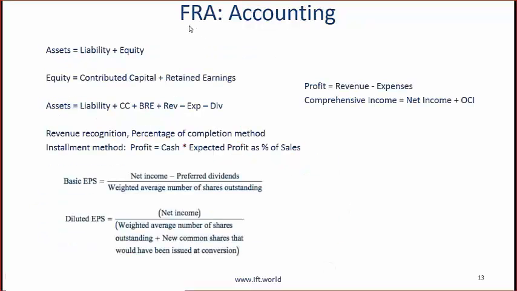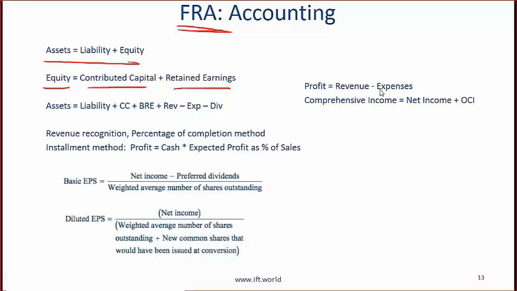We'll now go over the formulas from FRA. Here is the most basic accounting relationship that you absolutely must know. This is a type 1. Then equity is contributed capital plus retained earnings. Your profit is equal to revenue minus expenses.